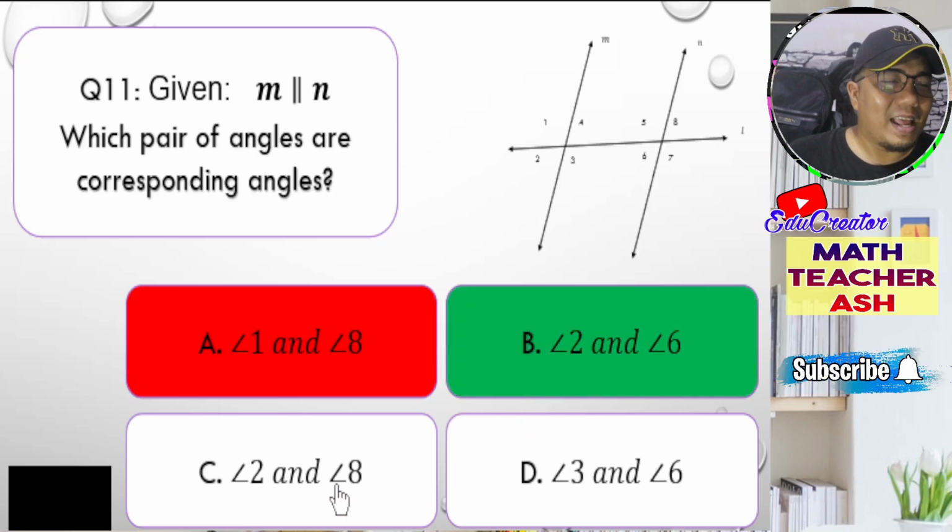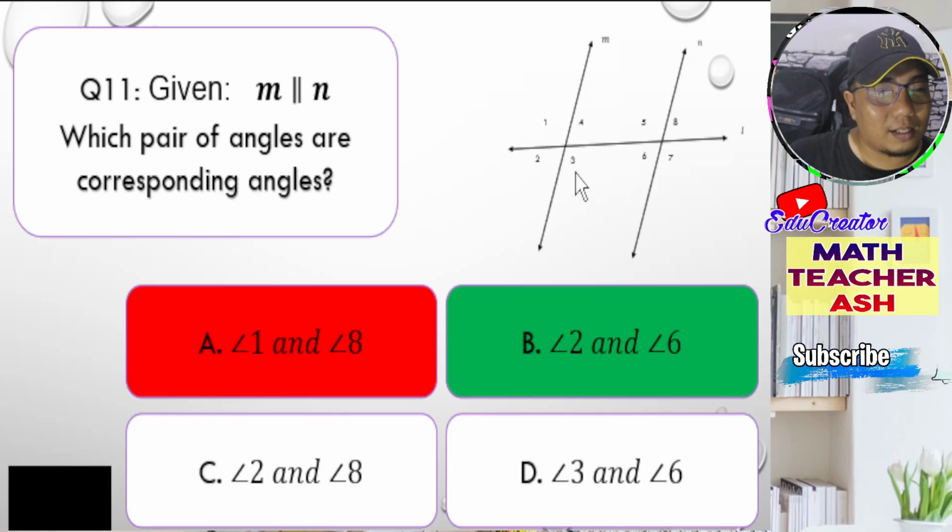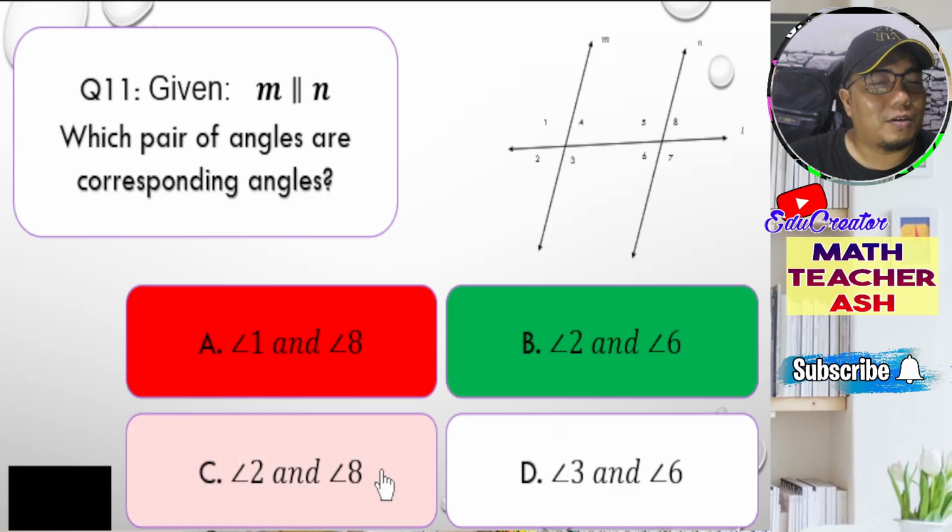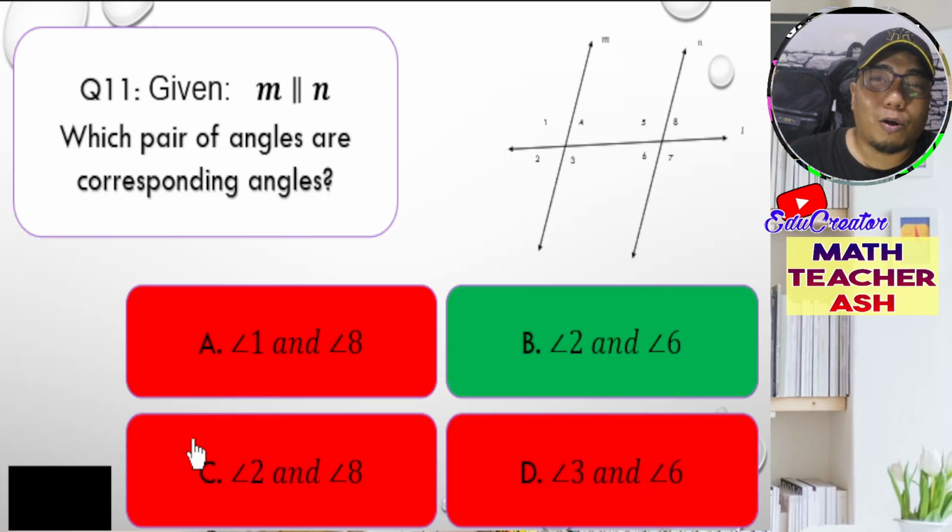All right. How about 2 and 8? So 2 and 8, they are alternate exterior angles. And angle 3 and angle 6. Angle 3 and angle 6, they are not in the same position, so they do not correspond with each other. All right, so those are also wrong. So I hope, my dear math learners, you got this one.